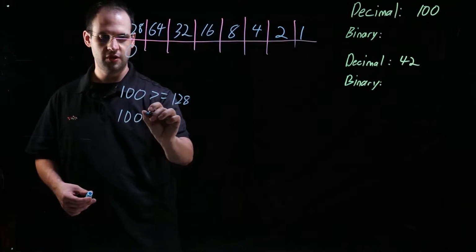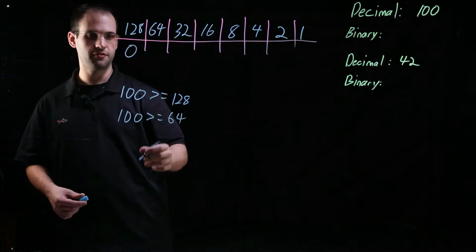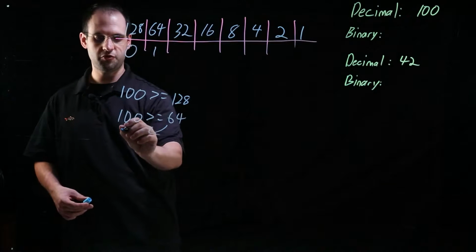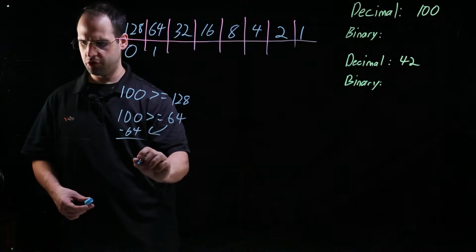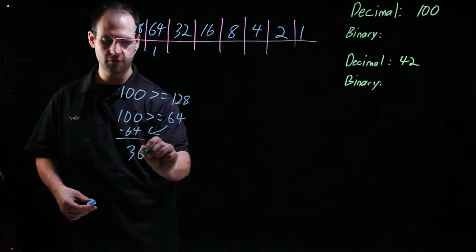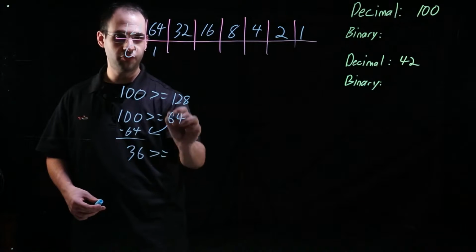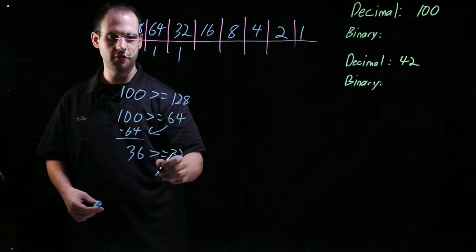Is 100 greater than or equal to 64? Yes, it is. So we put a 1 here, bring this down here, we subtract 64 from 100, and we should have 36. Then we move on to the next one. Is 36 greater than or equal to 32? Yes, it is. Put a 1 here.